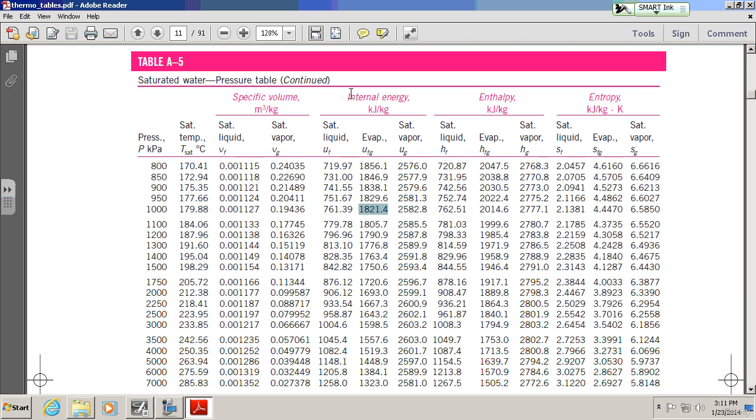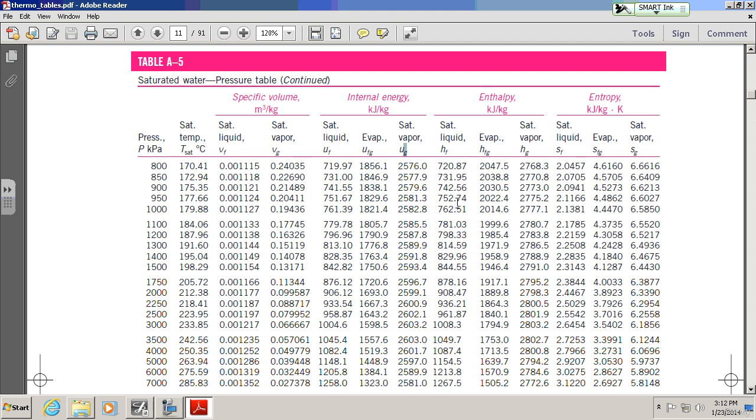Internal energy. Look at the little U's there. By the way, I will be using this designation: UF means sat liquid and UG means sat vapor. I always remember it by F stands for fluid and G stands for gas. UF is the internal energy when it's all liquid. UG is the internal energy when it's all gas, all vapor.